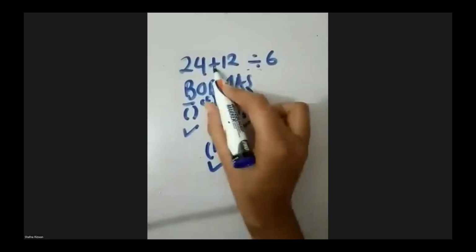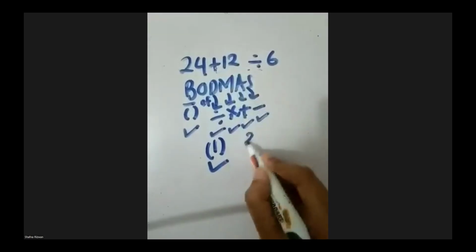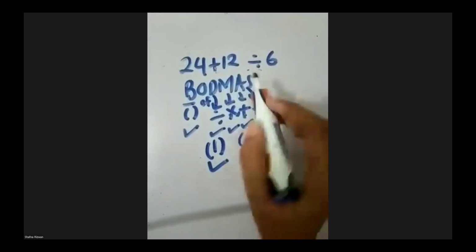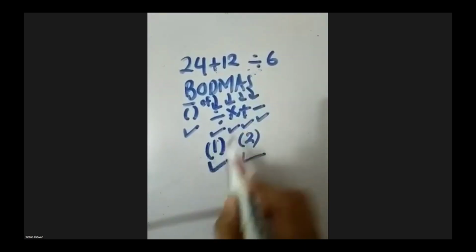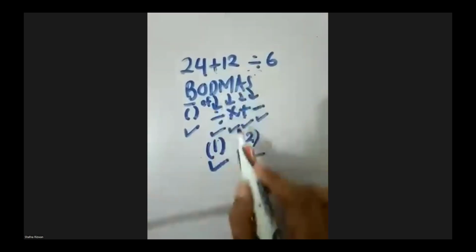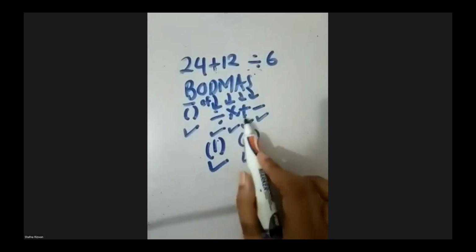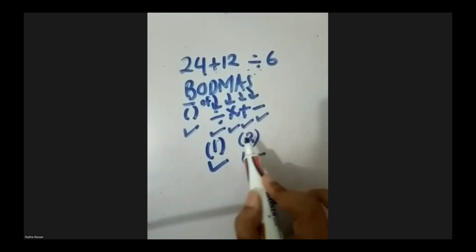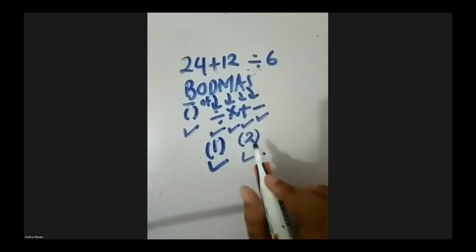Second, you all have to do the plus, because the plus is here. So division is first. Do division according to the BODMAS rule. Second, you all have to do the addition. Why? Because it is next. After division only you will have addition. So second, you all have to do the addition.